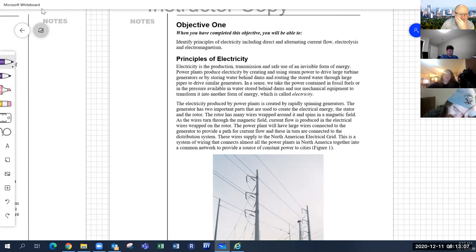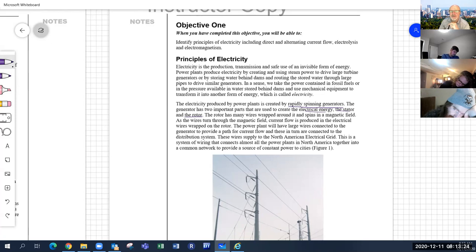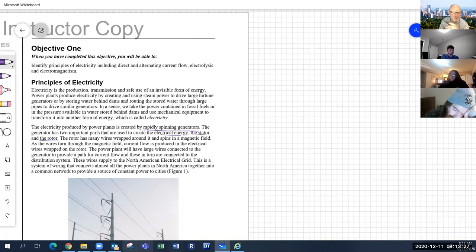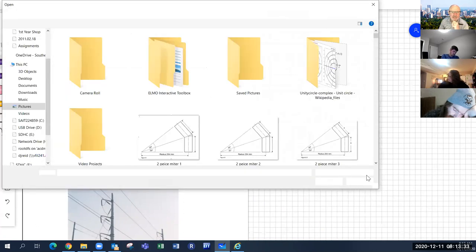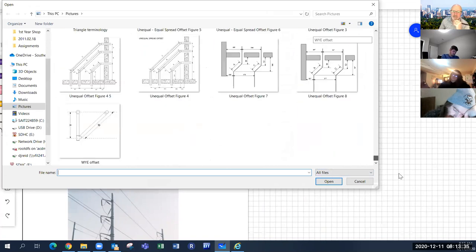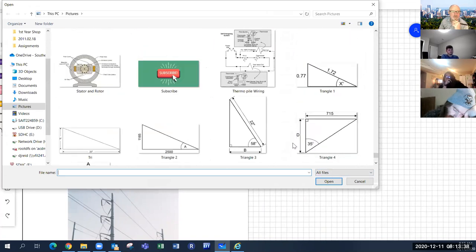Oh, okay. So it says here that power plants, or the power that we use, is created by rapidly spinning generators. And there's two important parts that are used to create that electrical energy. And they call that the stator and the rotor. And if you don't really know what it is, I have a picture. Let me just put a picture in here on that. And it's a motor, but it still has the stator and the rotor here.